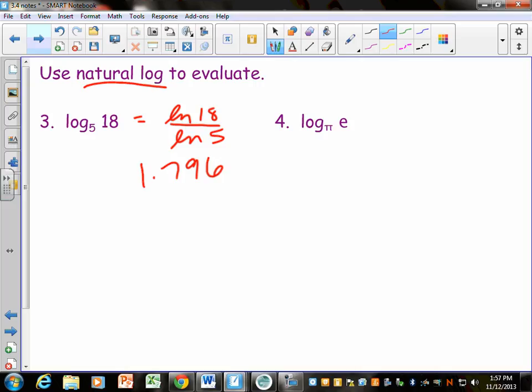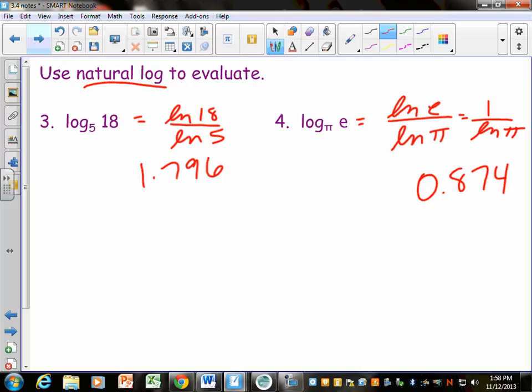What about this one? Again, the base goes on the bottom. I really feel like that's a helpful hint to remember this rule. Bad thing is if you mix that up, you're going to get the wrong answer. But this would be ln of e on the top and ln of pi on the bottom, which means we could even simplify this before we type in our calculator, because what is ln of e? 1. You don't have to, but I just like to point out that you can simplify that as 1 divided by ln of pi. And I get 0.874. Did you get that?